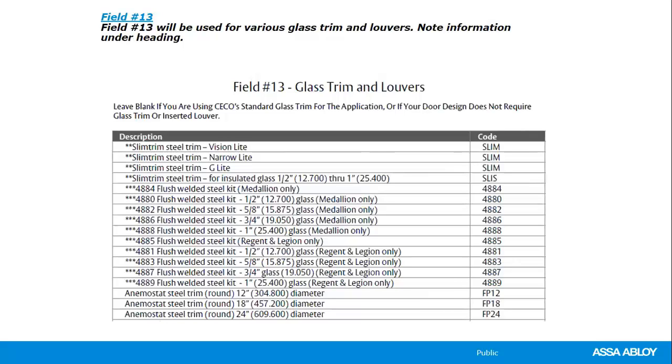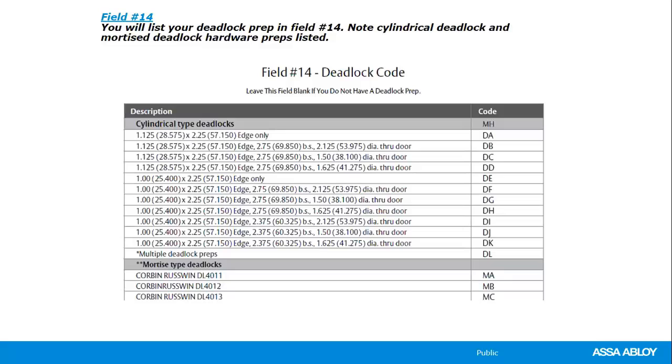Then we get into your glass trim and louvers. Again, if you're not using any of these, please leave them blank. But you'll notice you have a variety of different types of light kits, welded in, snap in, but you'll see the various asterisks. So below on the bottom of this page is going to have a lot of different notes for you that will associate with the various codes there. So again, just those codes will not be enough for us to manufacture the door. Deadlock preps are listed here, and you'll see the various types for cylindrical type, mortise type of deadlock preps, and we have a variety of other additional ones.